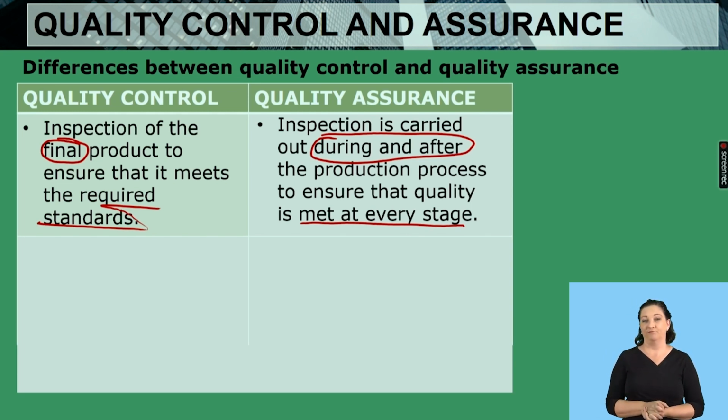Now, I can give you a simple example. Let's think that we are manufacturing a car. Obviously, a car is going to go through different stages of production. So let's assume that the first stage will be to build the body of the car. Then quality assurance says when the body is done being built, the inspector will come and check, has this body been built to the right standard? If it's approved, it will then move to the next stage.